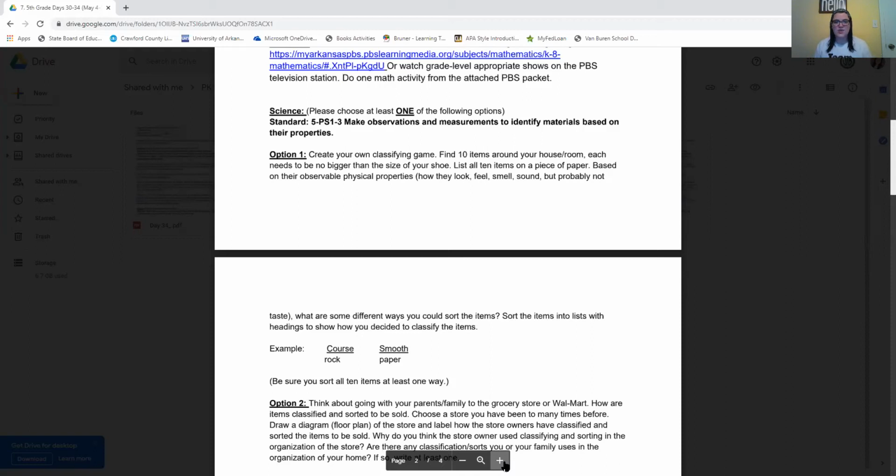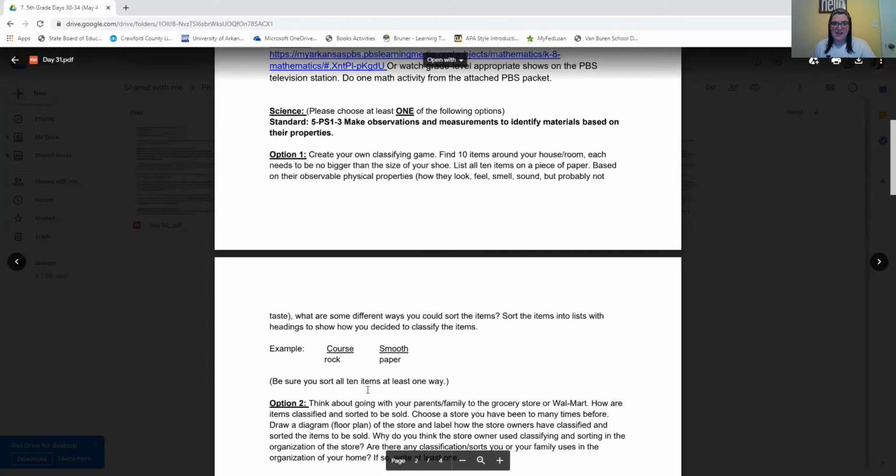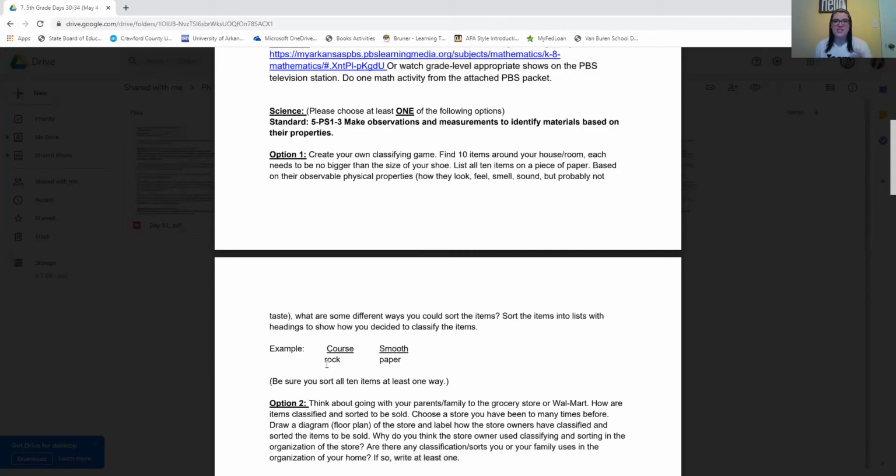Then it says sort the items into lists with headings to show how you decided to classify the items. They give the example of coarse and smooth. Coarse means kind of rough. So maybe you found a rock, which is coarse, or something smooth, like paper. So you're just going to have little headings.